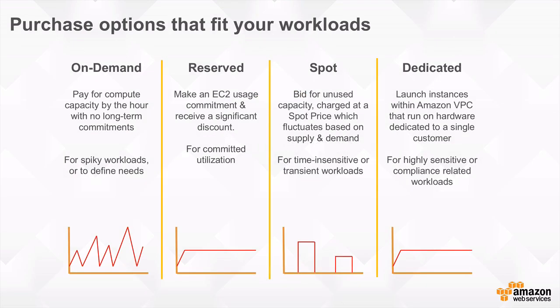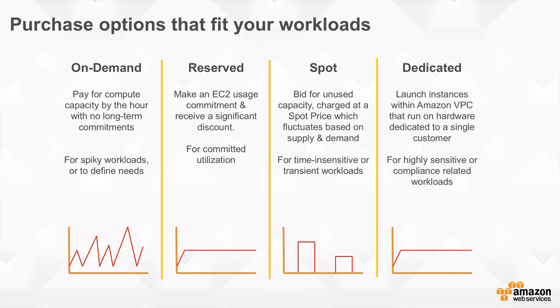Finally, cost effectiveness, and we did touch upon this at the very top of the session today, but there are several different purchasing options for Amazon EC2. The longest established, and I guess most well known still, is on demand, where you simply pay for compute capacity by the hour with no long-term commitments. It's good for spiky workloads or in the early stages of running a workload where you're unsure what the demand level or usage profile is going to be.